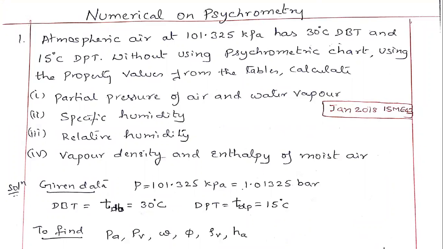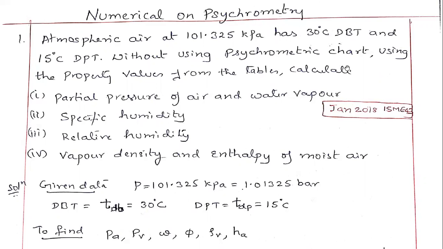Now let's take up the first problem. This problem was asked in the January 2018 VTU question paper. The atmospheric air at 101.325 kilopascal pressure has 30 degrees centigrade dry bulb temperature, so TDB is 30 degrees centigrade, and 15 degrees centigrade dew point temperature, TDP as 15 degrees centigrade.